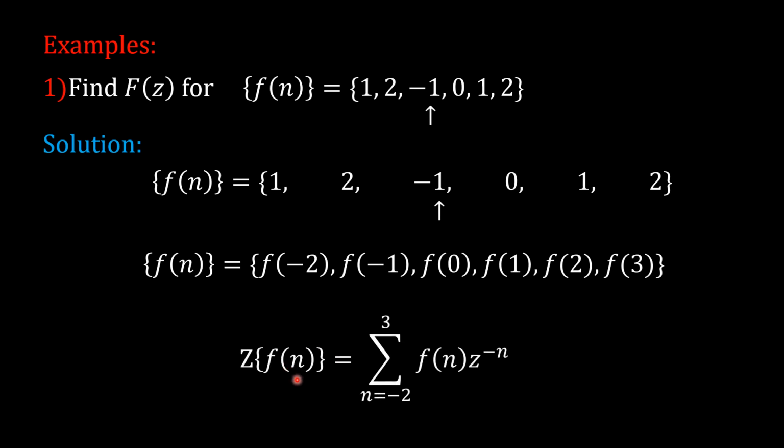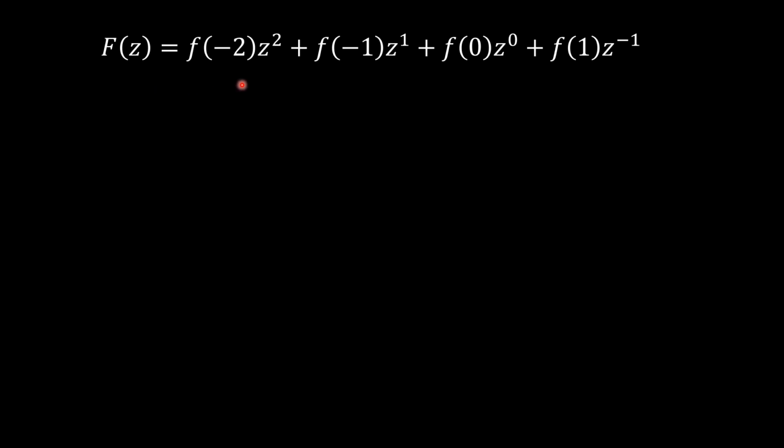So the Z transform of the sequence f of n is equal to, as this is a finite sequence, we'll consider the finite sum where n runs from minus 2 to 3, f of n z raised to minus n. Now put the values of n from minus 2 to 3 one by one, that will give us F of z is equal to f of minus 2 into z raised to minus into minus 2, that is z square, plus f of minus 1 into z raised to minus into minus 1, that is z raised to 1, plus f of 0 z raised to 0, plus f of 1 z raised to minus 1, plus f of 2 z raised to minus 2, plus f of 3 z raised to minus 3. So we have considered all possible integer values of n from minus 2 to 3.